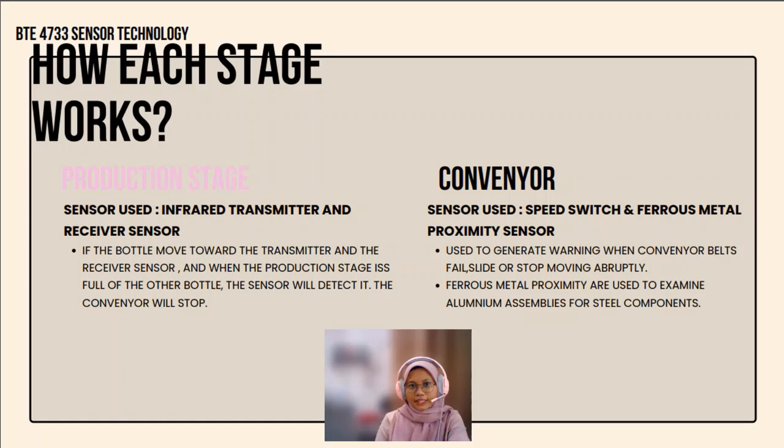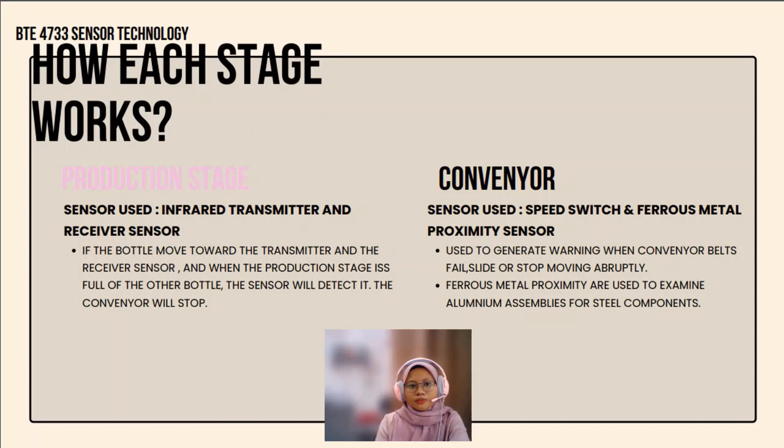For the production stage, a transmitter and receiver sensor are used here. If the bottle is moved toward the transmitter and the receiver sensor, and the production stage is full of other bottles, the sensor will detect it and the conveyor will stop.